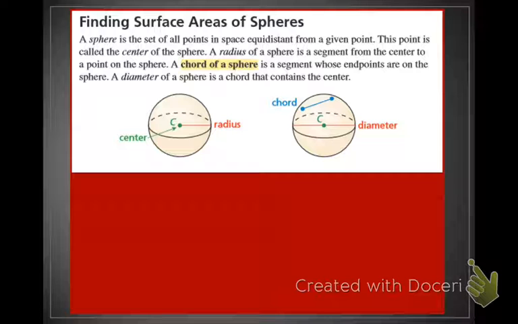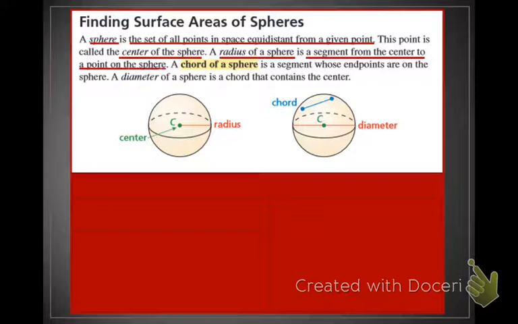A sphere is the set of all points in space equidistant from a given point. That given point is called the center. The center is in the middle of the sphere, so it's inside. A radius of a sphere is a segment from the center to a point on the sphere.